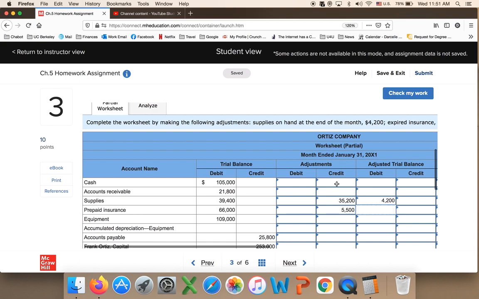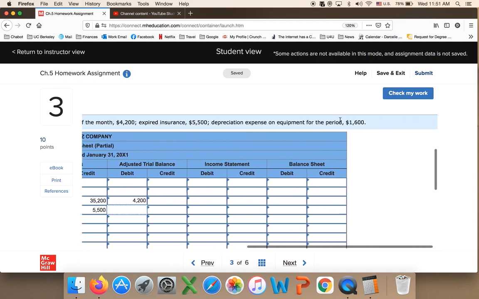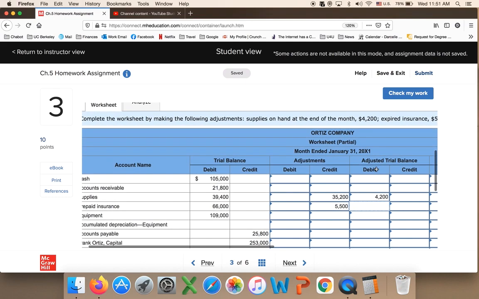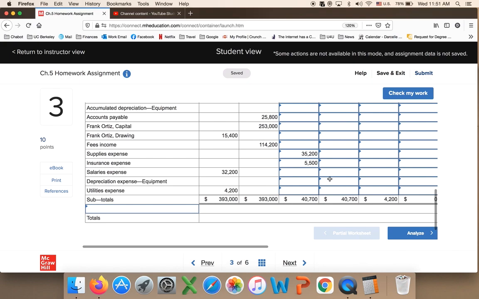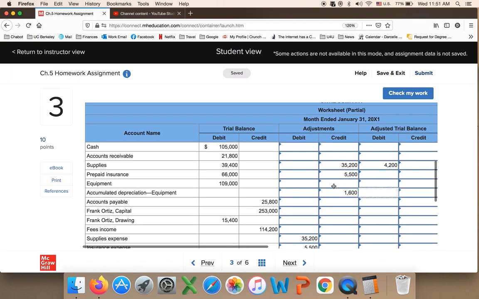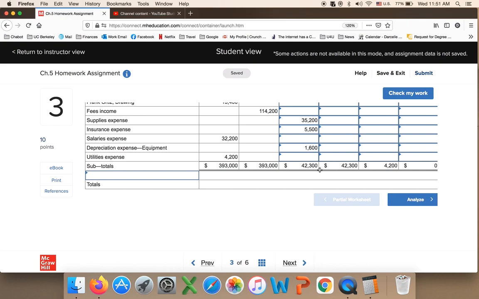Okay. The next one, the last one, is depreciation. Again, no calculations needed. They gave it to us, 1,600. So I debit depreciation expense for equipment. I credit accumulated depreciation. All right, I'm done. We're done with adjustments. On the bottom, both debits and credits are the same.